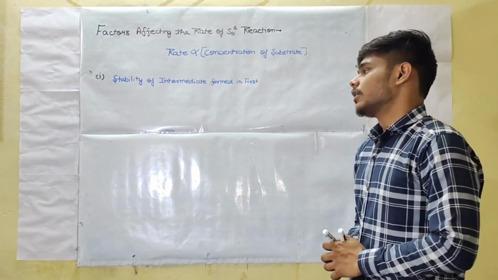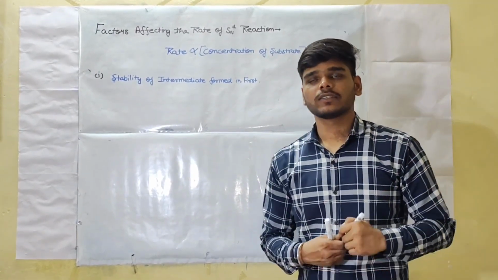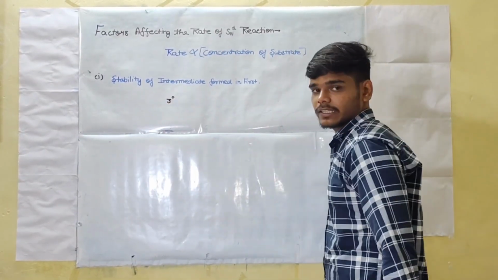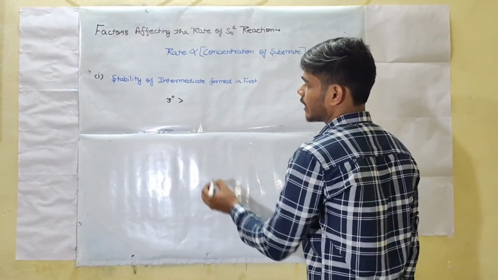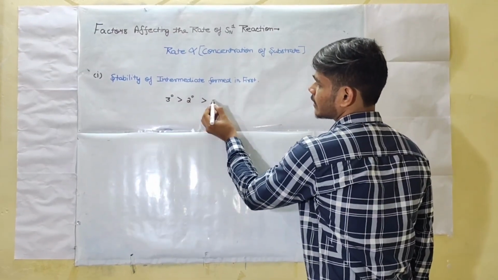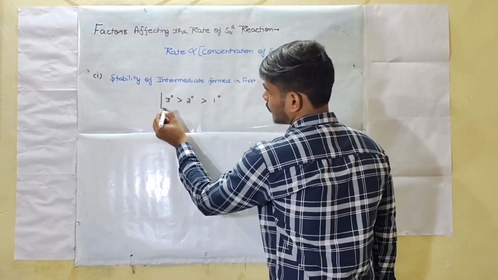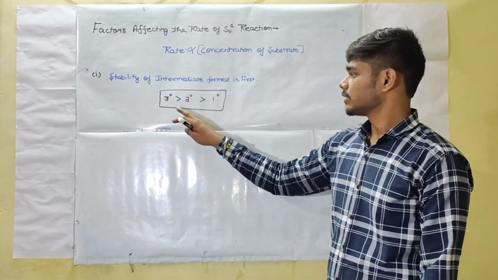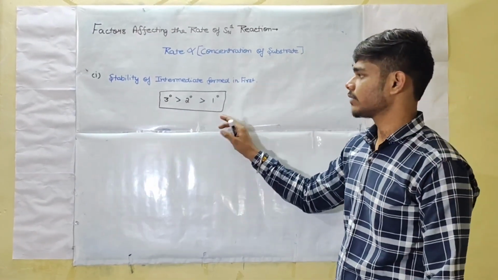We already know that the 3 degree carbocation is most stable, then 2 degree and then 1 degree. So the final order of rate of reaction for SN1 reaction is 3 degree, then 2 degree and then 1 degree.